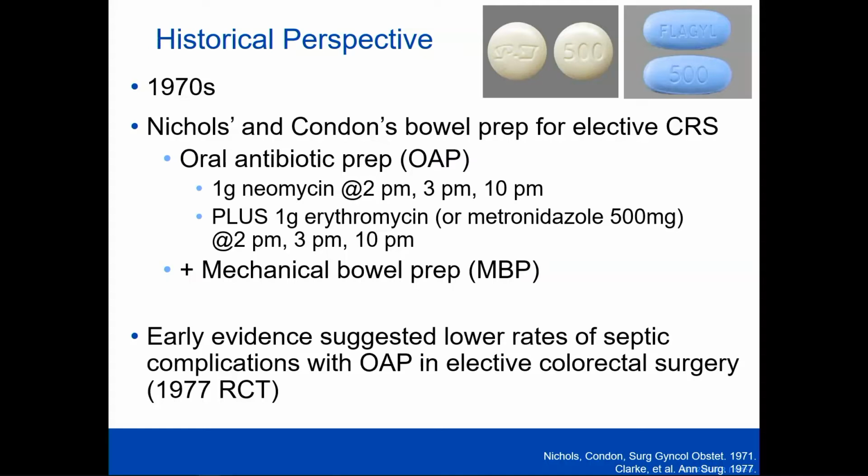And there was evidence even before that, published in the 1940s, of various oral antibiotic preparations that were tested, varying bioavailabilities, and settled on a variety of combinations that usually include something along the lines of neomycin plus metronidazole. And there was also early evidence that suggested lower rates of septic complications. A randomized trial published in 1977 showed that oral antibiotic prep in elective colorectal surgery decreased septic complications.